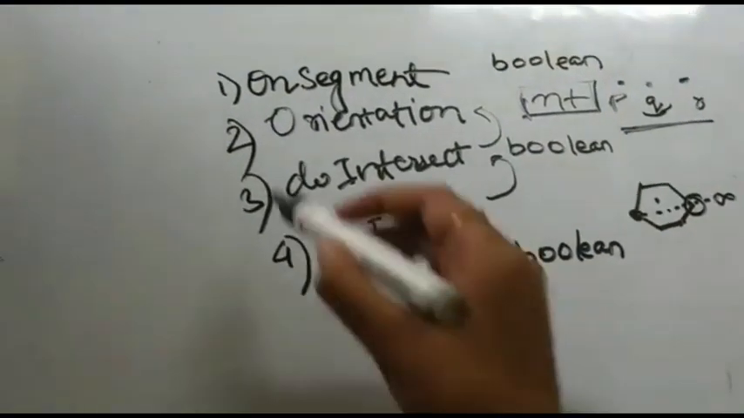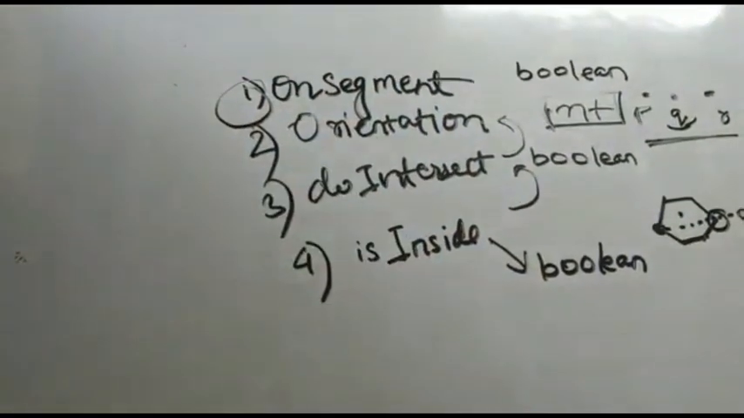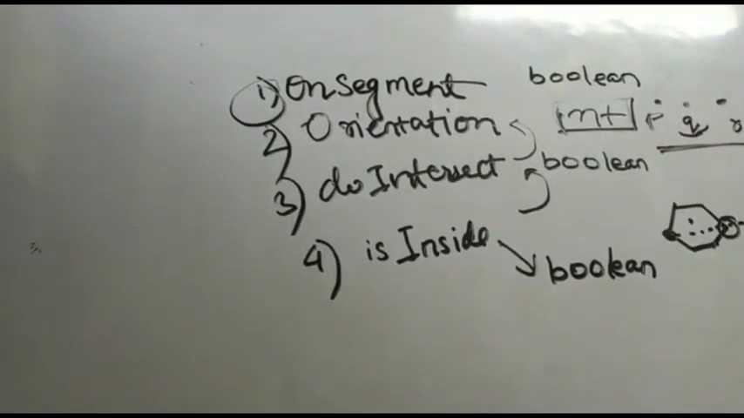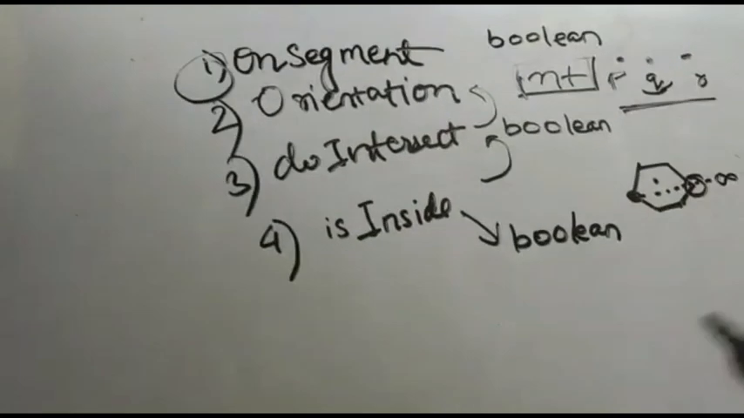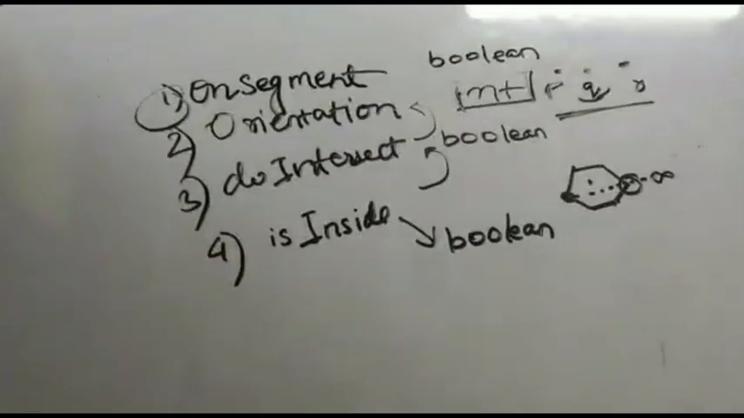So let us proceed with our first function, on segment. Now for the on segment function, I am going to take three variables, p, q and r. Let me erase it first.